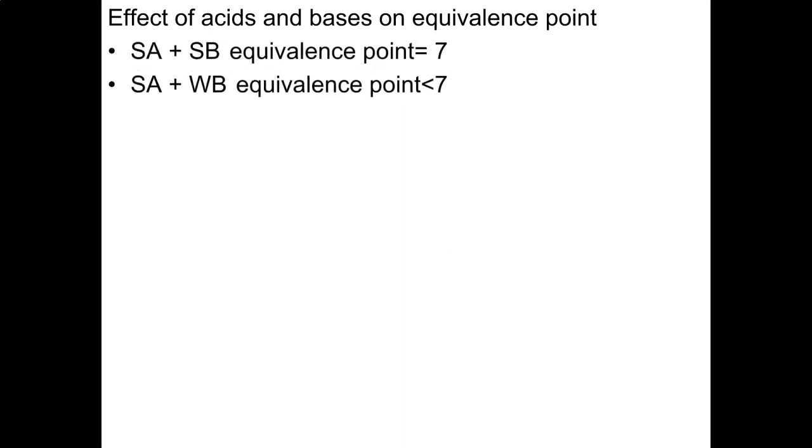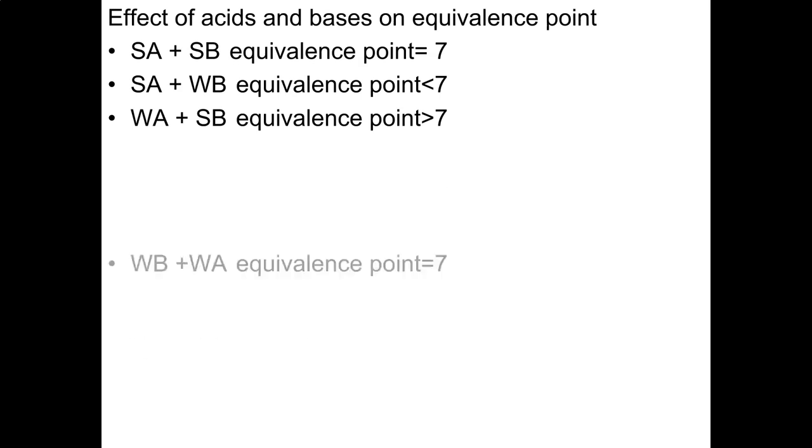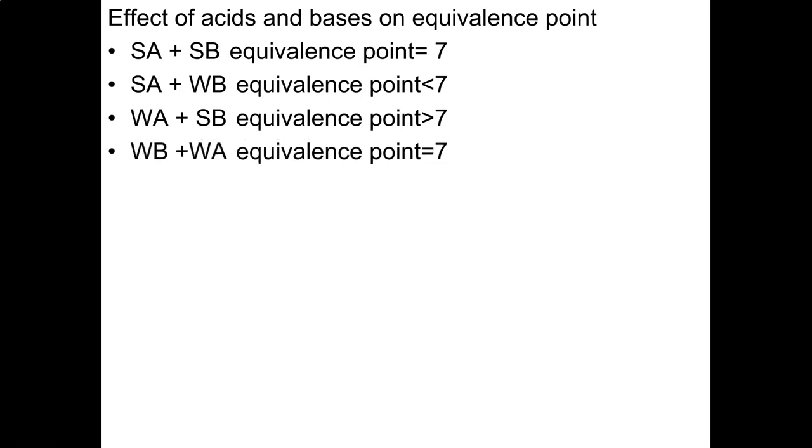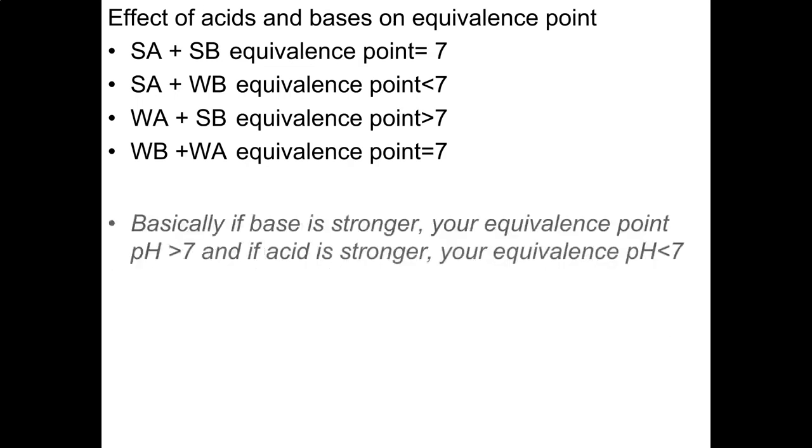All right, the effect of acids and bases on the equivalence point. If it's a strong acid and strong base, what I just mentioned a second ago, the pH is 7. If you have a strong acid and weak base, it's less than 7. Basically, whatever is stronger, that's where your pH is going to favor. Acid stronger, below 7. Base stronger, above 7. And if they're equal, like a weak acid and weak base, it's equal to 7.